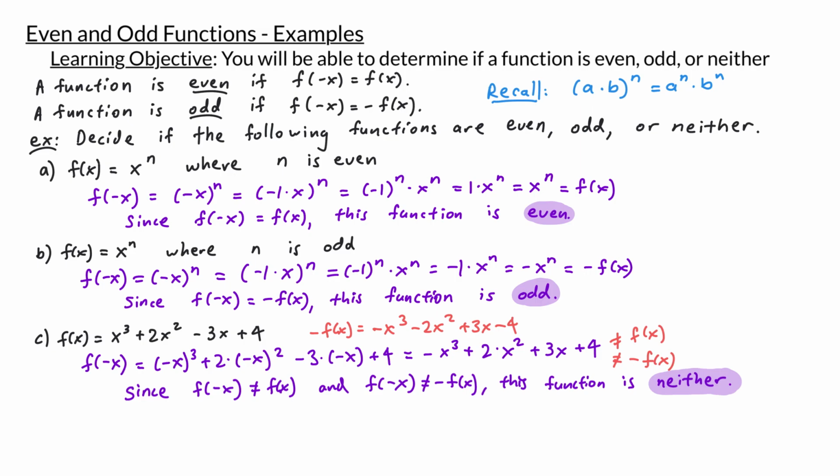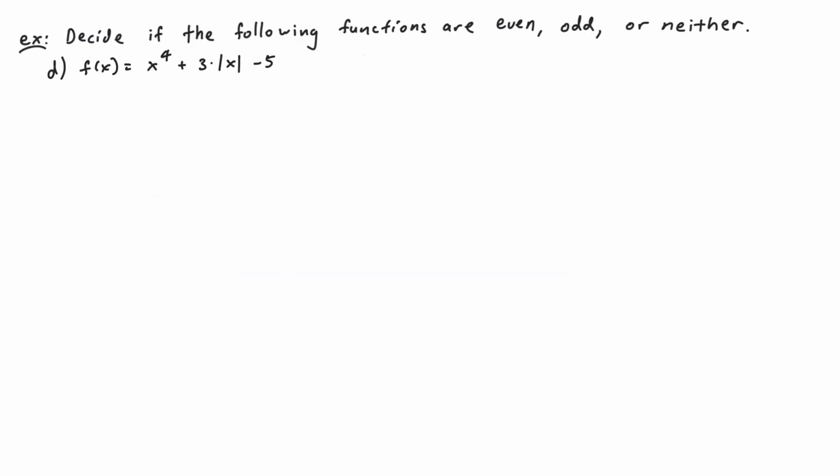Let's take a look at a few more examples. For example D, let's look at f of x equals x to the fourth plus 3 times absolute value of x minus 5. To decide whether this is even, odd, or neither, we want to look at f of negative x. So everywhere we have x in our function, replace them with negative x. This gives us negative x to the fourth power plus 3 times absolute value of negative x minus 5. When we have negative x raised to an even power, remember that simplifies to just x to that even power.